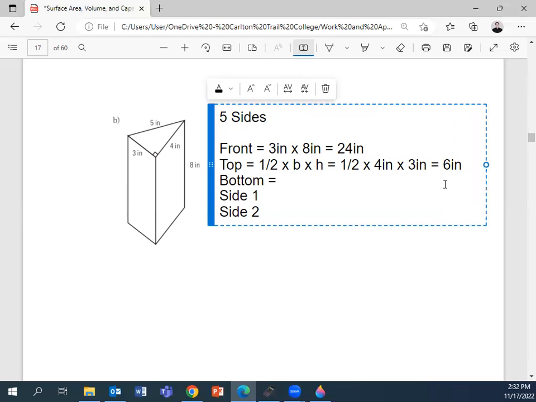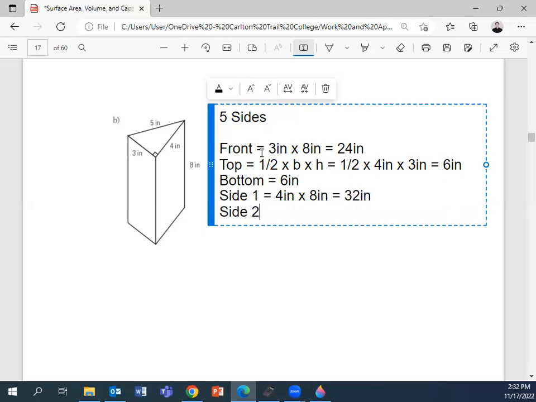Now, what's my bottom going to be? Same thing, I already figured it out. Top 6 inches squared, bottom 6 inches squared. What about side 1? It's this thing here. 4 inches by 8. Yeah, that looks right. 4 inches times 8 inches gives me 32 inches squared.